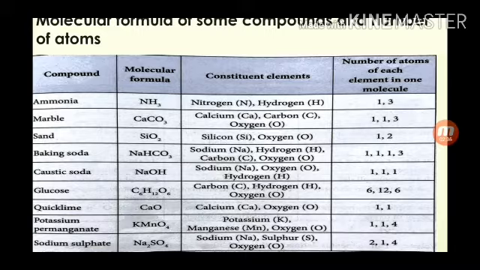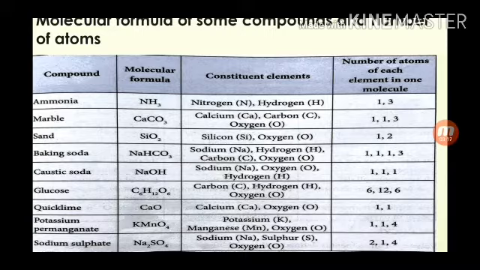Same is glucose, you can see that. Quicklime, CaO, calcium oxide. Ca stands for calcium, O stands for oxygen. And what is the ratio? 1:1. And potassium permanganate, its formula is KMnO4. K stands for potassium, Mn stands for manganese, and O stands for oxygen. And what is the ratio? 1:1:4.